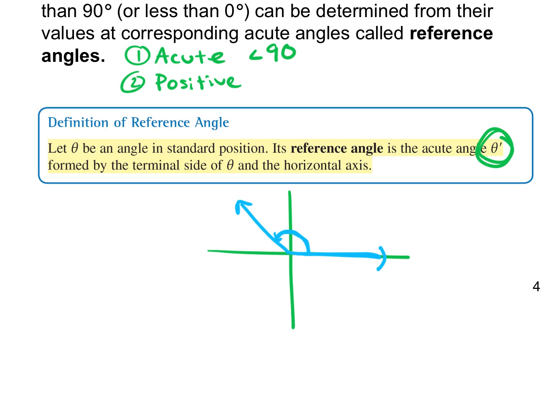To find its reference angle, we take the terminal side and the horizontal axis. So this would be our reference angle. So if we were turning this into a triangle to help us solve for whatever, we would drop the third side to the horizontal axis. So that third side always gets dropped to the horizontal axis.